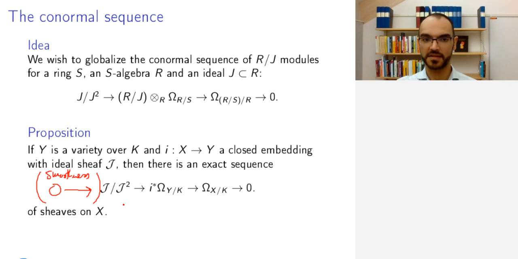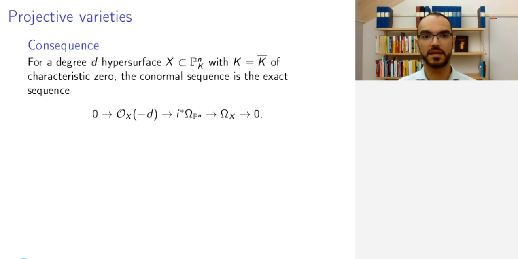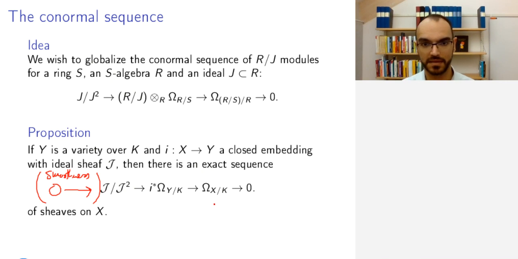One example when this is exact is if you take the inclusion of a degree d hypersurface in projective space over an algebraically closed field of characteristic 0. Then the conormal sequence is the following exact sequence. So pause and think how this is related to the previous sequence. Well, the rightmost term and the middle term are verbatim what we had here.